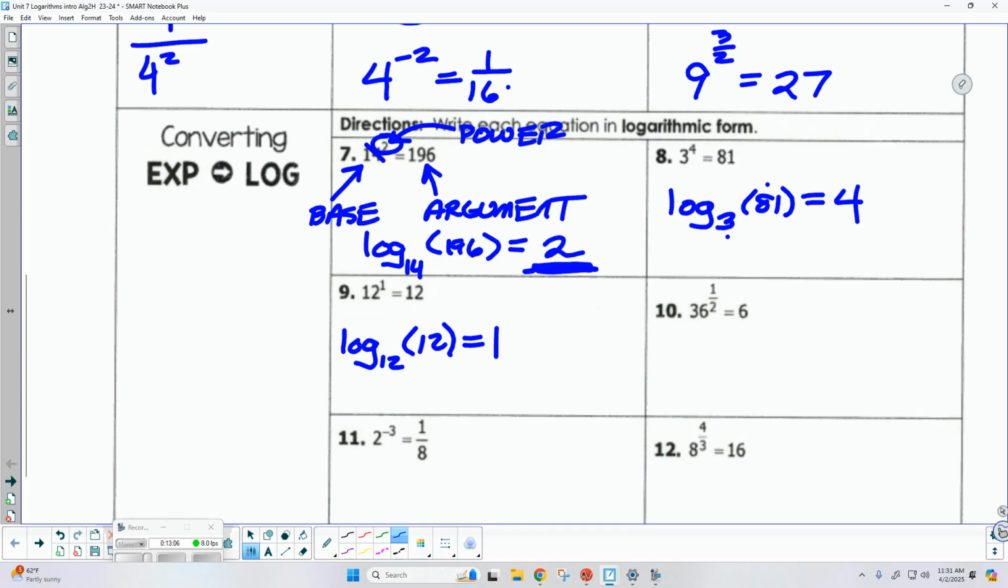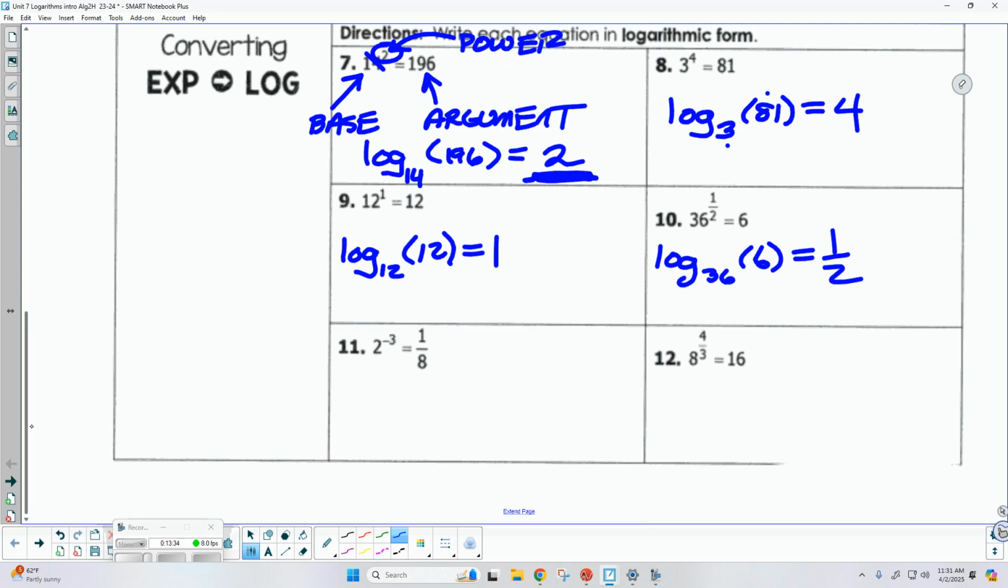Okay. So number 10. Okay, 36 to the 1/2 equals 6. Okay. Ariana, what would that be as a log? Log base 36 of 6 equals 1/2. That's all there is to it. Okay. Once you figure out the 3 terms and the pattern, it goes so quick. Okay. Let's try number 11.